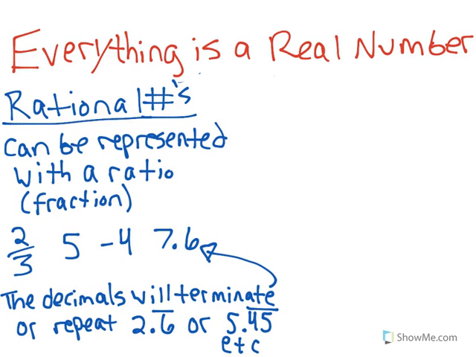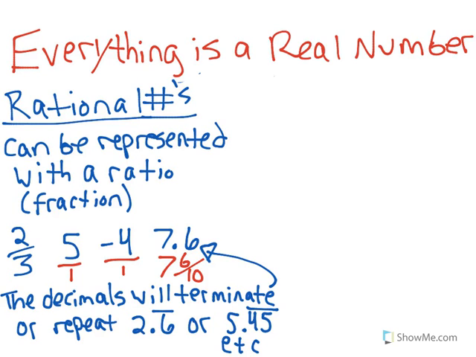So for example, 2/3 is a rational number, 5 is a rational number because 5 technically can be a fraction if it's 5 over 1, -4 is a rational number because it can be over 1, etc. And 7.6 is a rational number because of what I wrote below it. 7.6 is a terminating decimal, and I wrote the decimals for rational numbers will terminate or repeat. So 7.6 technically can be written as 7 6/10. And sure, you can simplify that, but my point is it can be written as a fraction if it terminates or even if it has a pattern.